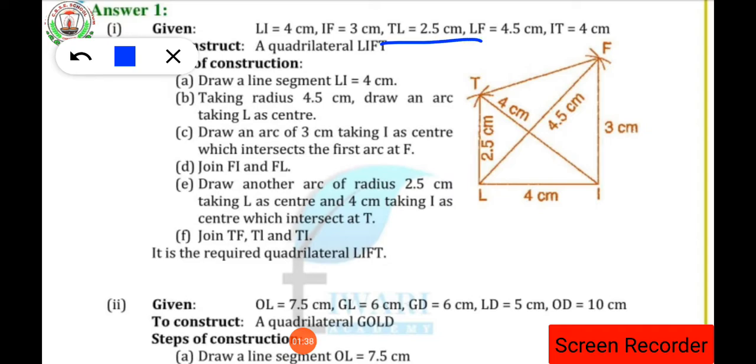For the first part of the question, with the help of your scale you have to draw one straight line of 4 centimeter. Name it as LI. With the help of your scale, draw a 4 centimeter line segment on the plane of your paper, your copy. Clear? Now after that, taking the radius 4.5 centimeter, draw an arc with L as the center.